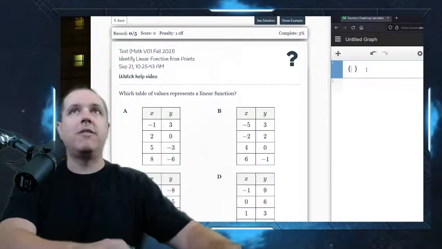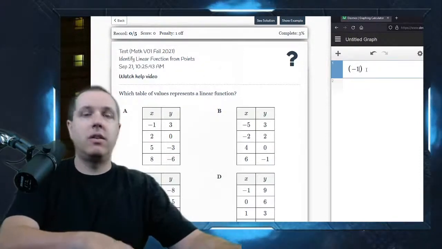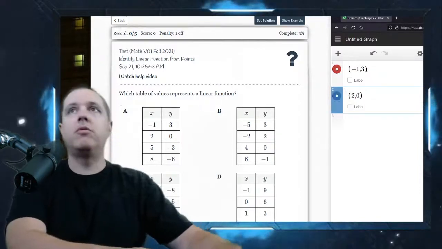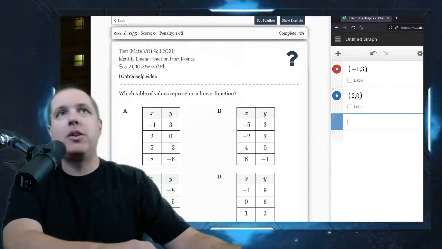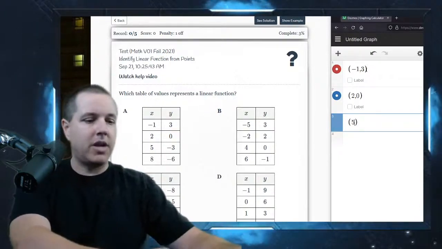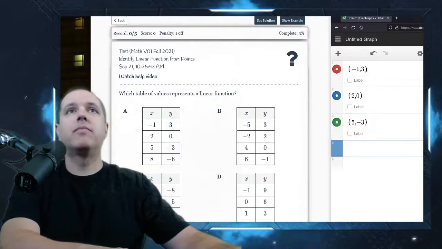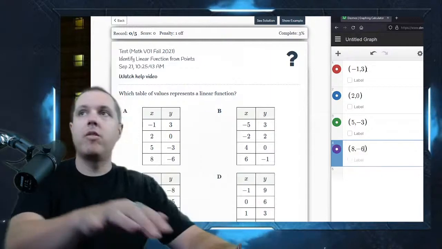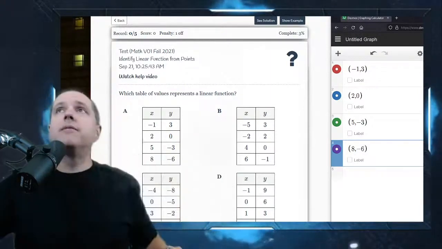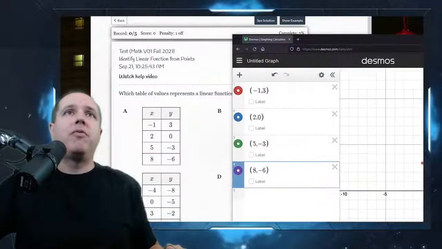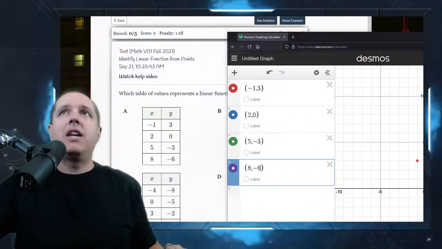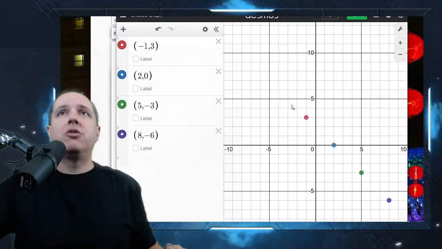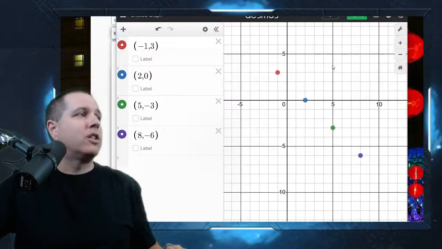So let me plot some points here. Negative 1, 3, 2, 0. Plus, this would be a much longer way to do the problem than you really need to, but I'm trying to teach you how to do it. Okay, so I've got these points. So here's the points from A. I just took these points from A and I plotted them. Now I look at it and go, well, that's pretty convincing to me that those look like they lie in a straight line. Those look linear to me.